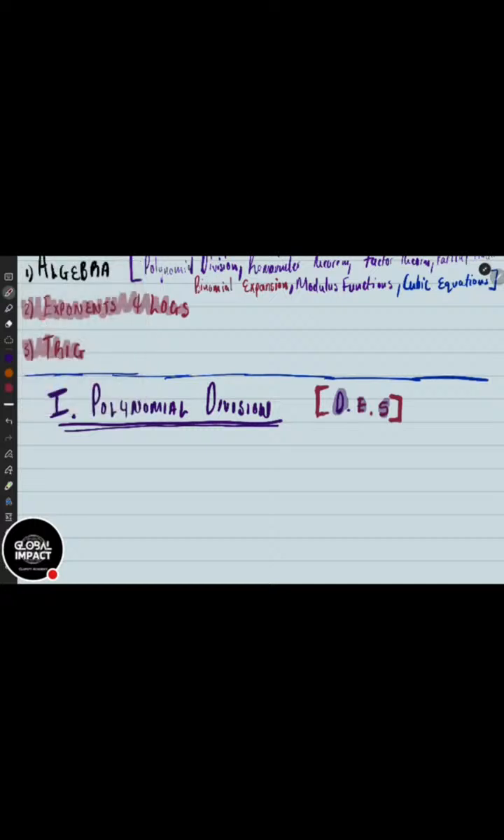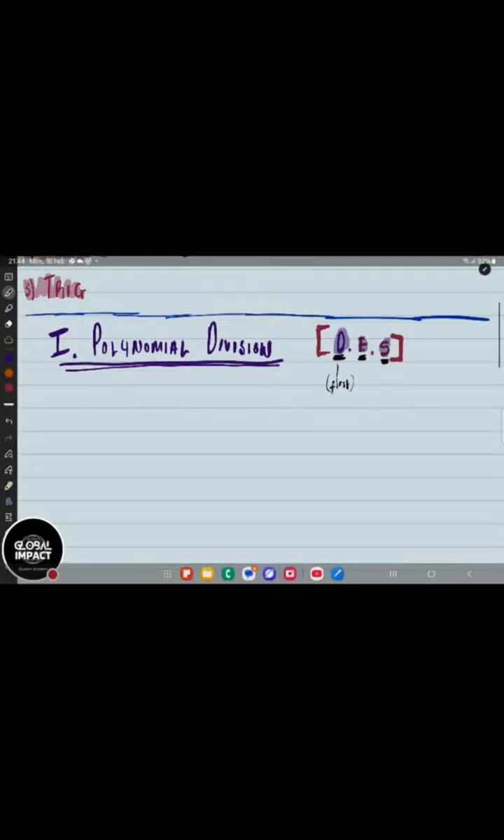It's divide, expand, subtract, and repeat. Whatever question they give us, this is the order we're going to do, okay? You're going to divide. What do you divide by? The first term. Then you expand back: the answer, you multiply by everything, you subtract. You keep doing this. This is polynomial division.